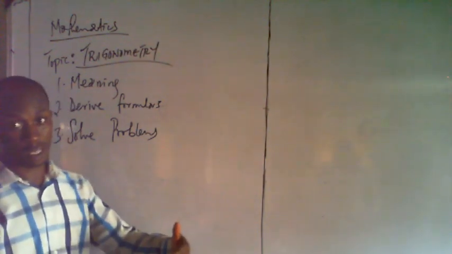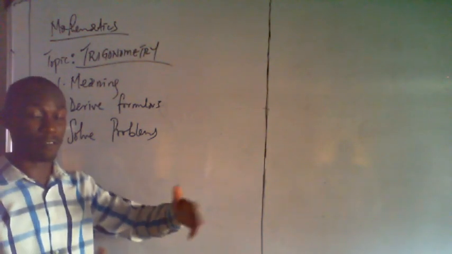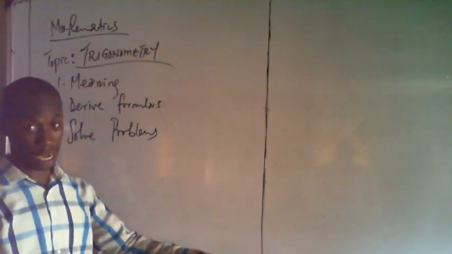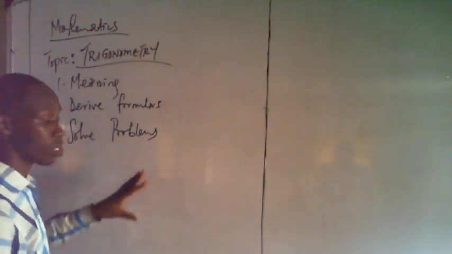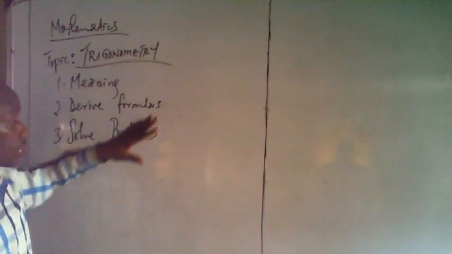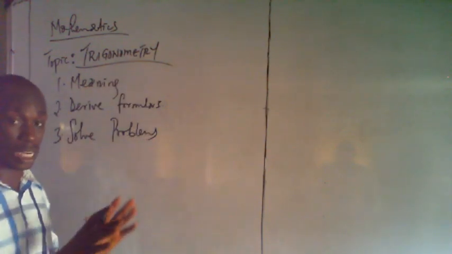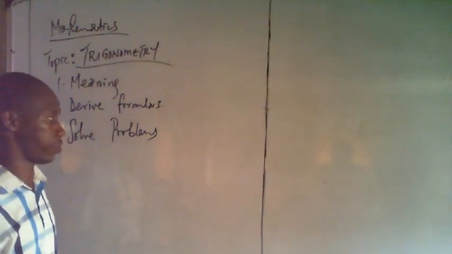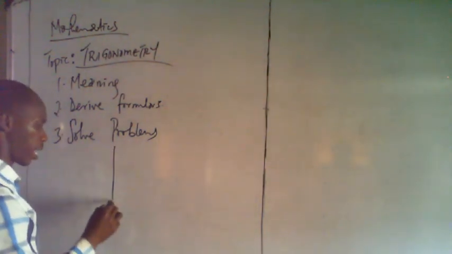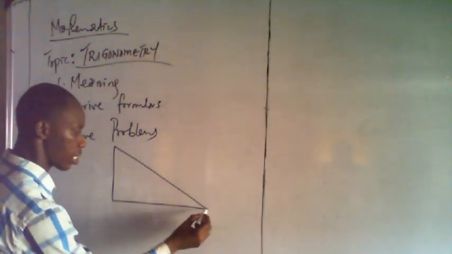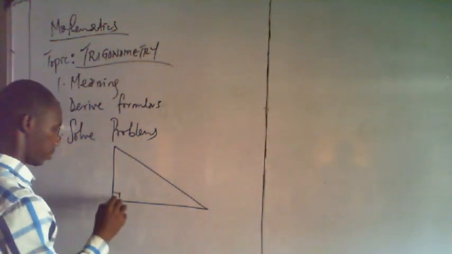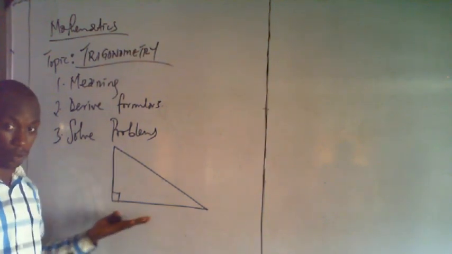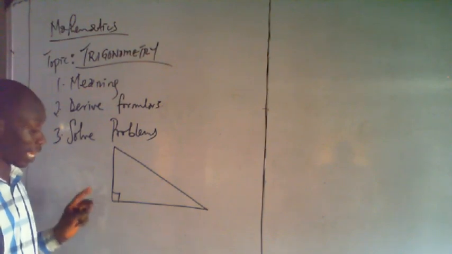Then, triangles based on the type of angle they have: we have the acute angled triangle, the obtuse angled triangle, and the right angled triangle. But under trigonometry, the basic aspect we'll be looking at today is the right angled triangle. The right angled triangle is a triangle that has one right angle in it. That is an angle formed at a perpendicular, where a vertical and a horizontal line meet.